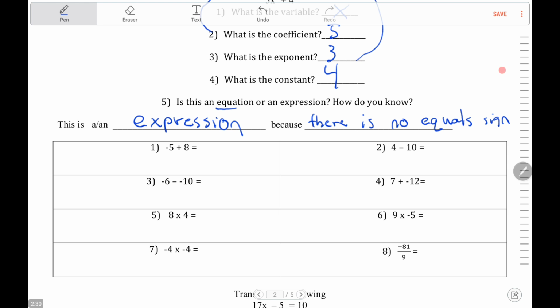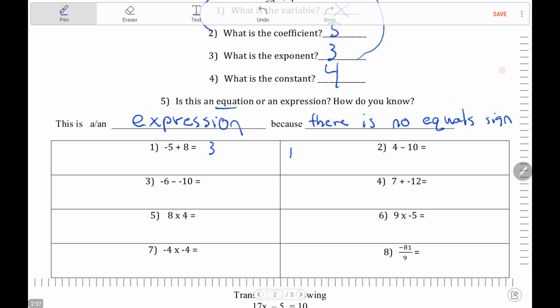Let's do these nice and quick. Number 1 says negative 5 plus 8. Okay, so you got $8, but you owed your friend 5. So we can think of this as 8 minus 5, which is 3. Okay, 4 minus 10. Well, people would say 10 minus 4 is 6, but when we change the order, we have to make it negative. So 10 minus 4 equals 6, but 4 minus 10 is going to be negative 6.